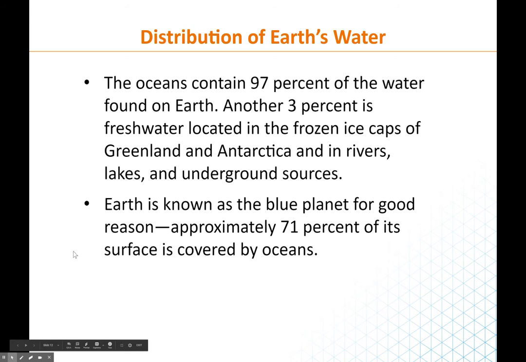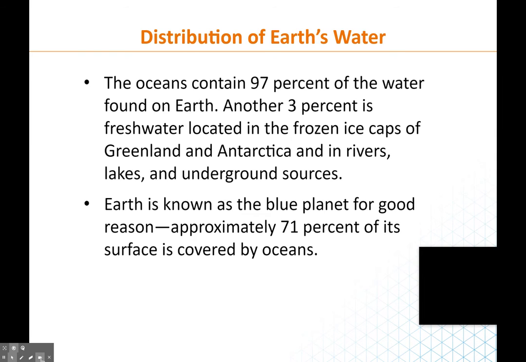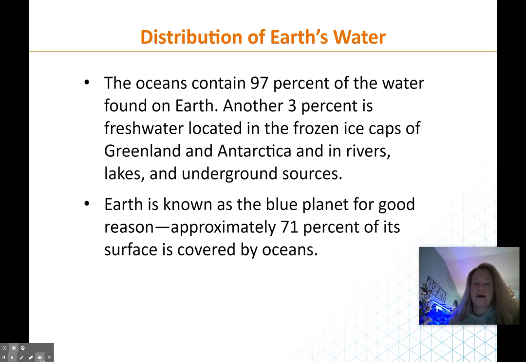All right. So the oceans contain about 97% of the water found on Earth. The other 3% is fresh water, and that's located in the ice caps, rivers, lakes, underground sources, and locked in glaciers in Greenland and Antarctica. So Earth is known as a blue planet because 71% of the Earth's surface is covered in water, in oceans. So pretty amazing.